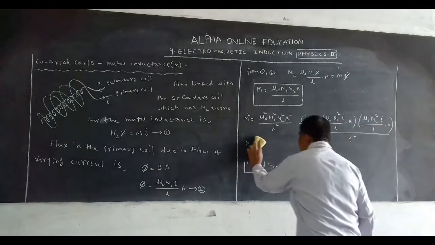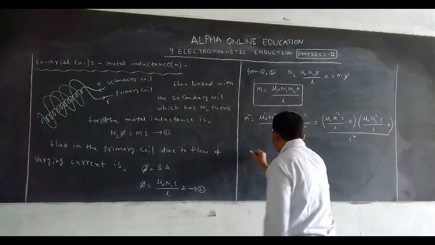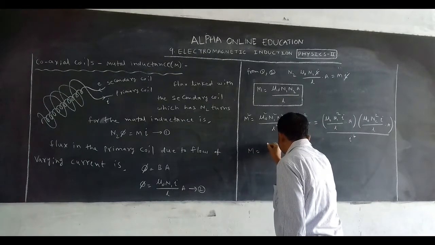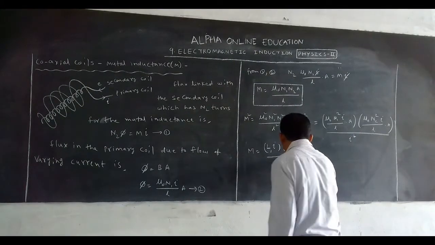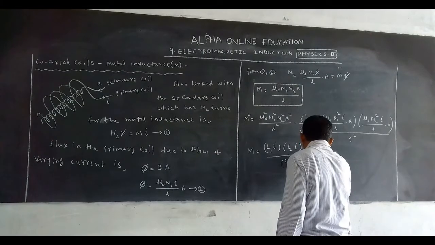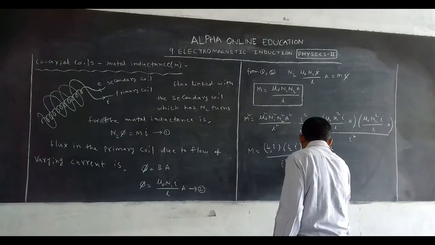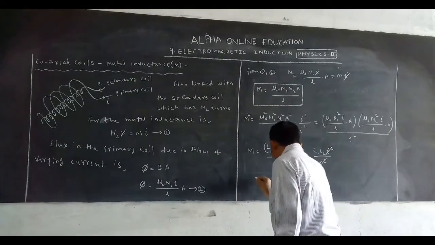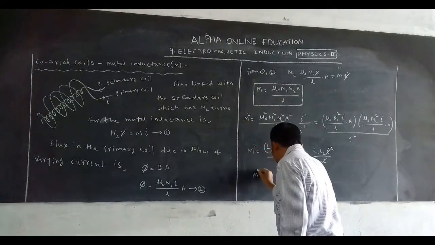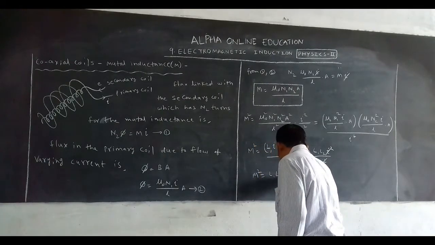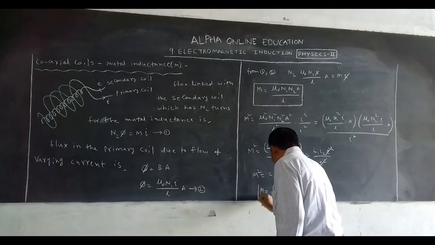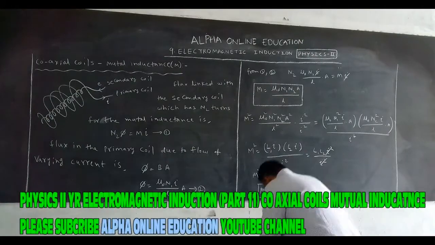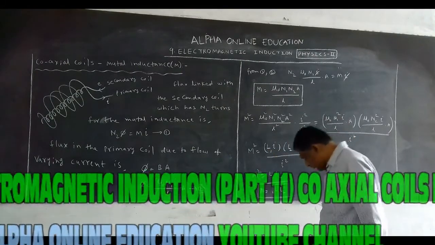Just a minute, I want to write this step. M is equal to, this is L1 I, this is L2 I by I square. L1 L2 I square by I square, these two cancel. M square is equal to L1 L2, M is equal to root L1 L2. This is another expression, and we can especially use this in formulas.